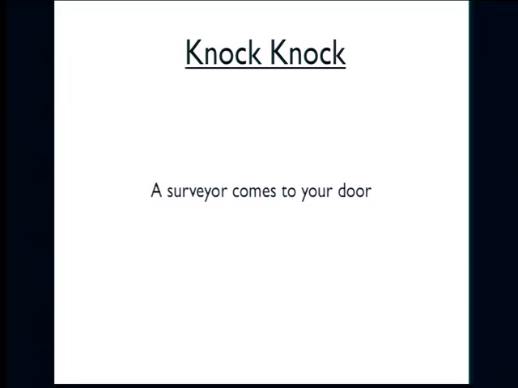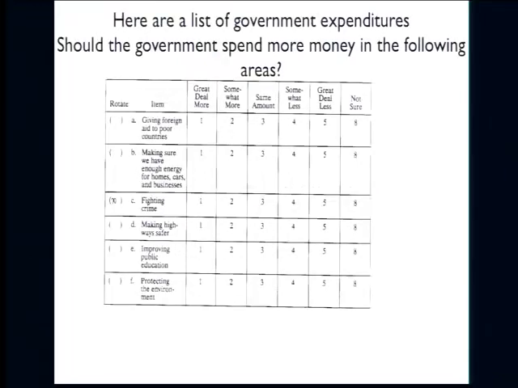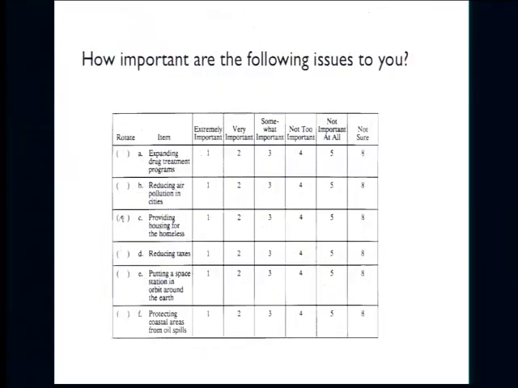We are faced with many problems in this country, none of which can be solved easily or inexpensively. Here's a few of these problems. Tell me whether you think we should spend more or less money than we're spending now on giving aid to poor people, making sure we have enough energy, fighting crime, making highways safer. The other thing we can do is protect the environment or clean up after environmental accidents. How important to you are these different issues?